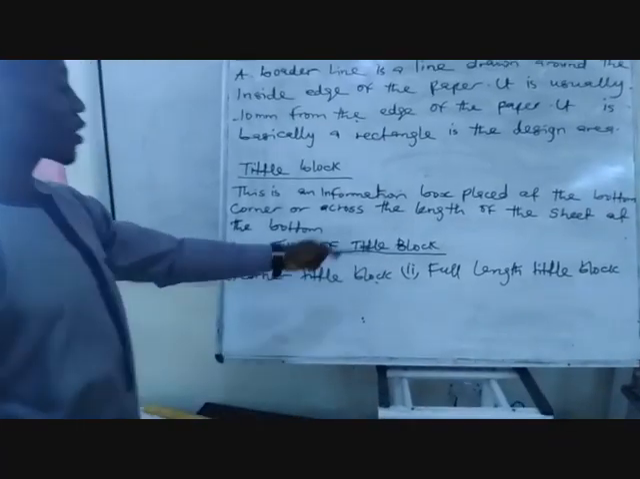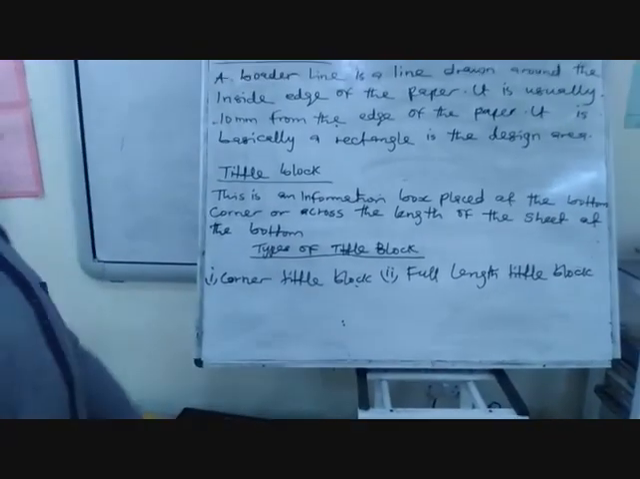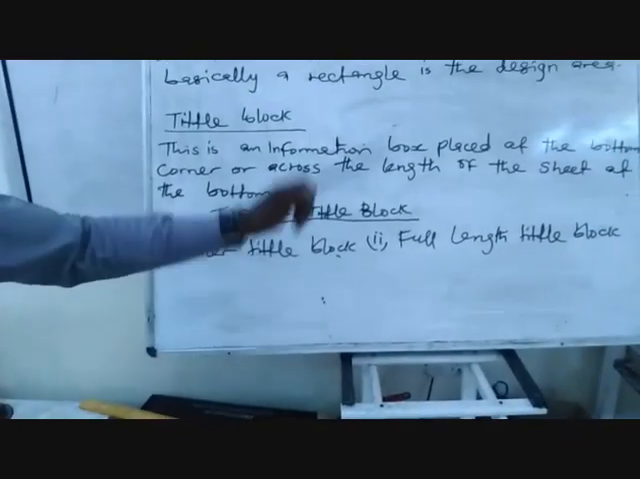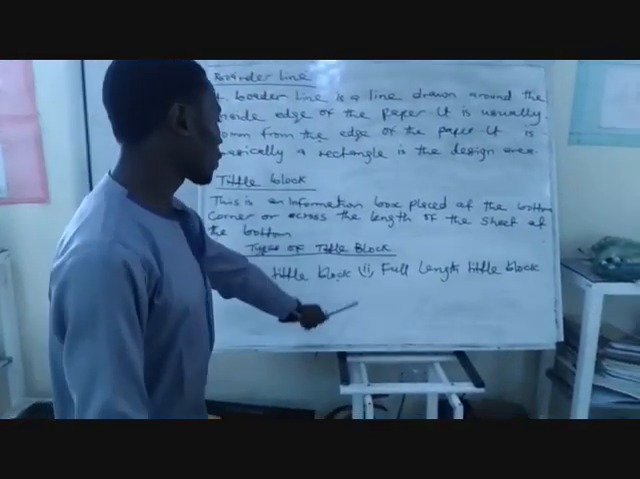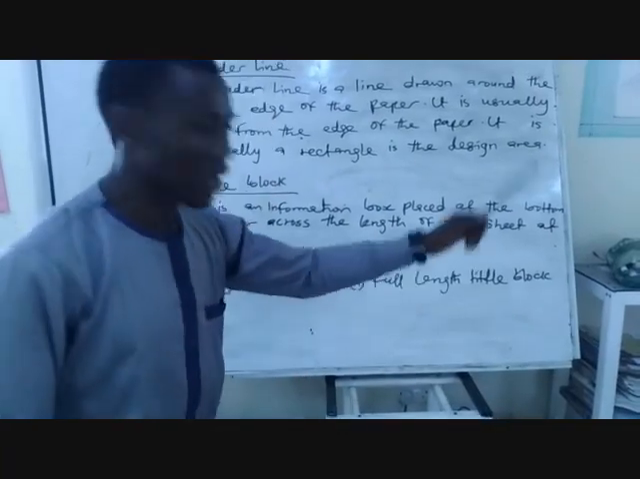And then we have two types of this title block. Number one is the corner title block, which is the one we normally use. And then the last one is the full length title block.